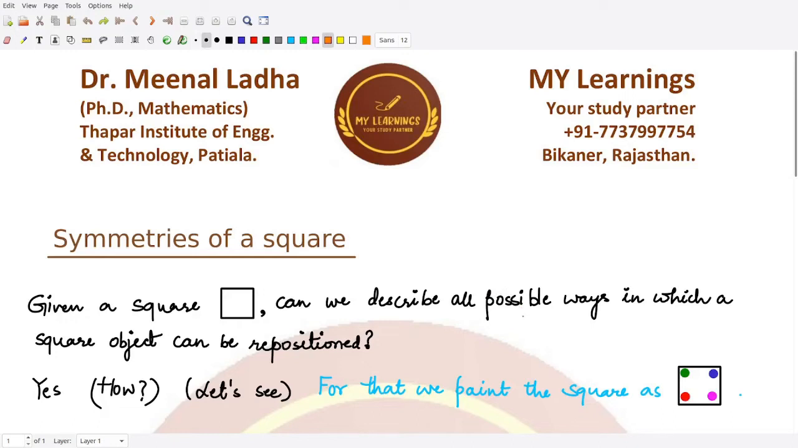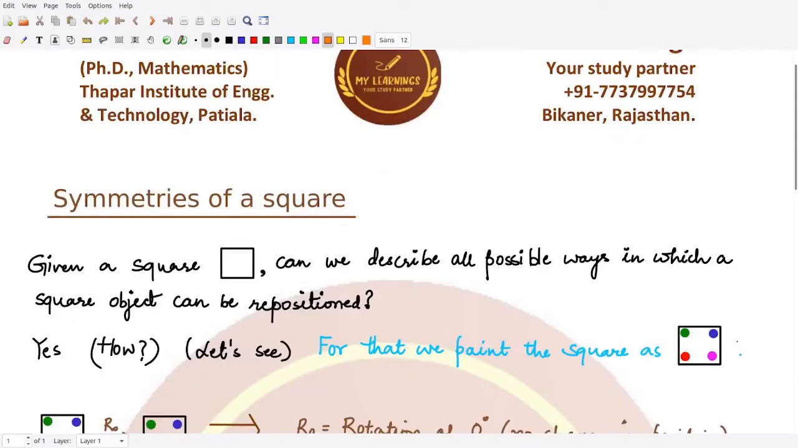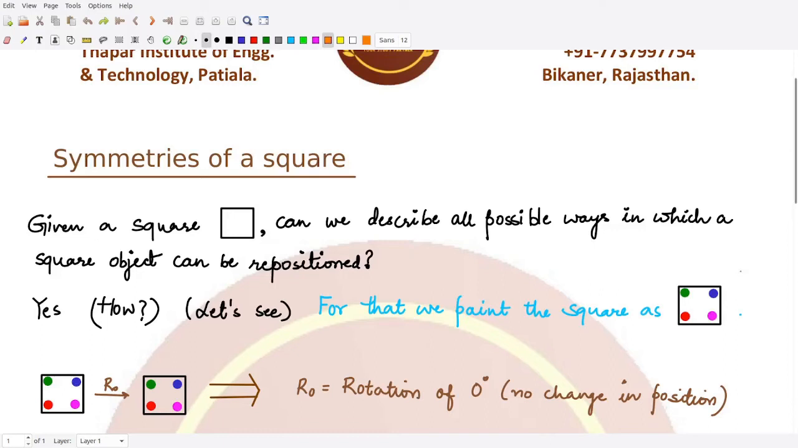For that, what we'll be doing is marking this given square with 4 points. The left upper corner is marked with the color green, the right upper portion is marked with blue, the left lower portion is marked with red, and the right lower portion is marked with pink, right? So in order to describe and discuss these positions, let us mark them by different colors. So let's move further to see how we can define the symmetry.